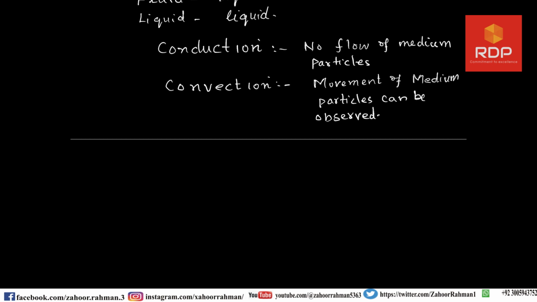But in case of convection, yes, we saw that in the case of water, that potassium permanganate crystals are giving purplish color, and that purplish color is spreading all over the water. So it means that the particles are moving from one place to another place. Ladies and gentlemen, more about the convection will be in the subsequent lectures. Wait for that.